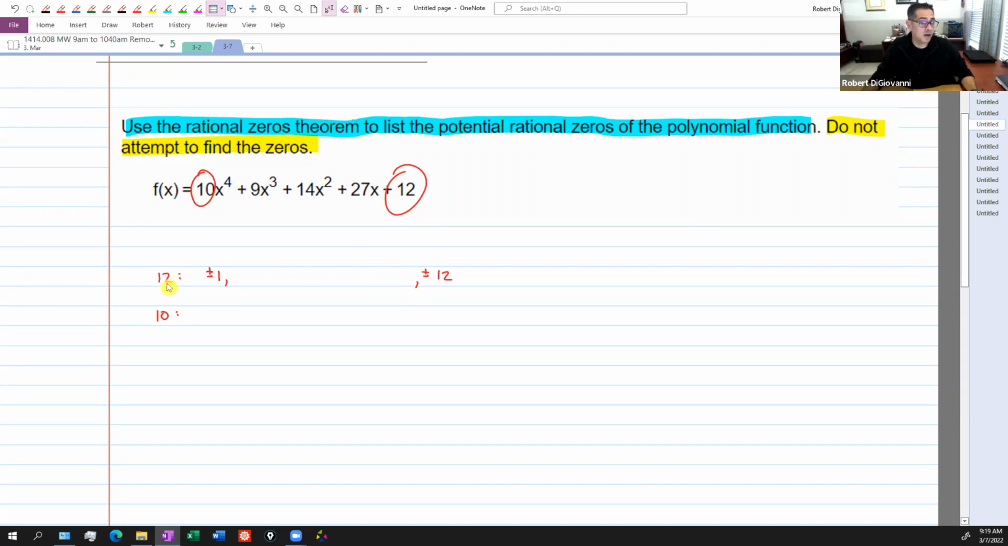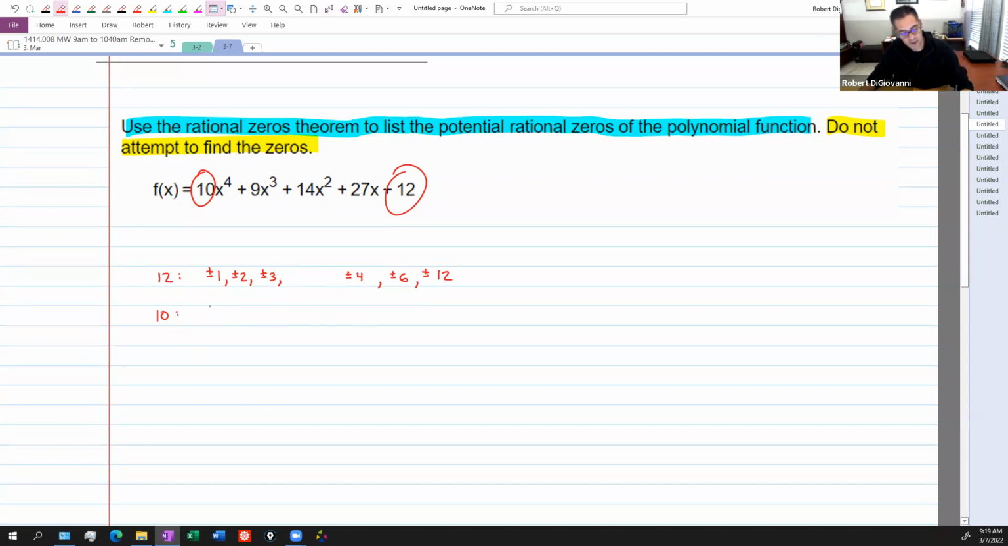So 2 goes into 12, right? 2 times 6. So I can do plus or minus 2, and then I'll do back here plus or minus 6. And then 3 goes into 12 4 times. So I do plus or minus 3, and then over here plus or minus 4. But now I've made it to 4, right? 4 goes into 12, but I've already done 4. 4 goes into 12 3 times. So once these numbers meet in the middle, you're done. Okay, you're done. So there's my list so far.